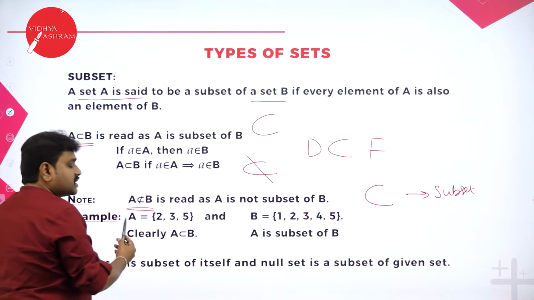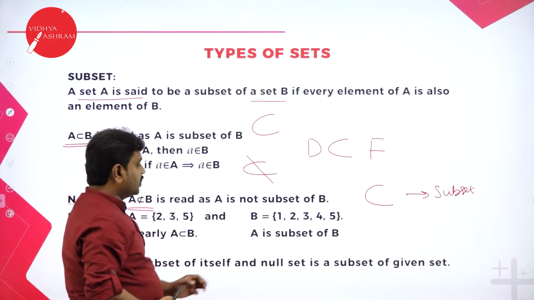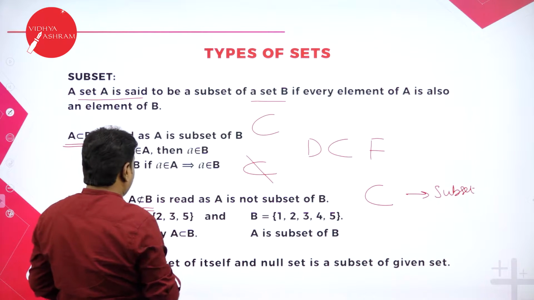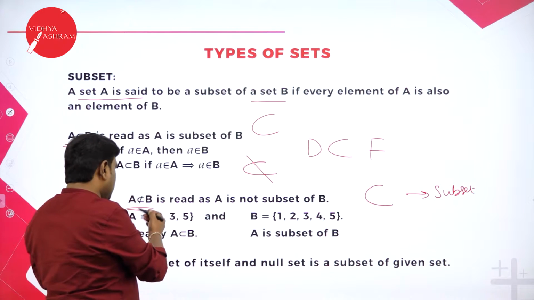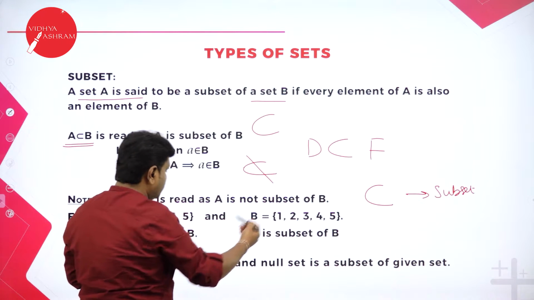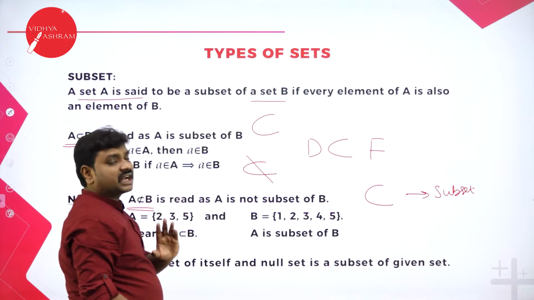Now we'll take a simple example. I'll take A equals {2, 3, 5} and B equals {1, 2, 3, 4, 5}. Clearly, all the elements of A are also present in B. See here, 2 belongs to A and 2 also belongs to B. 3 belongs to A and 3 also belongs to B. 5 belongs to A and 5 also belongs to B. So therefore, A is clearly a subset of B.